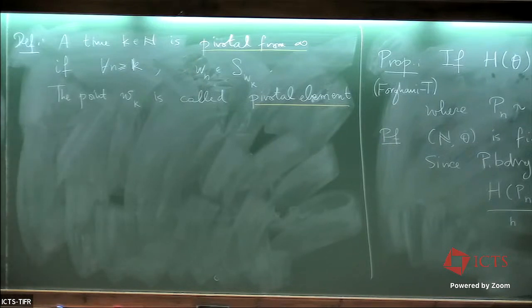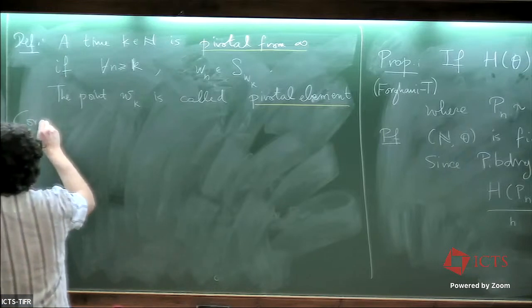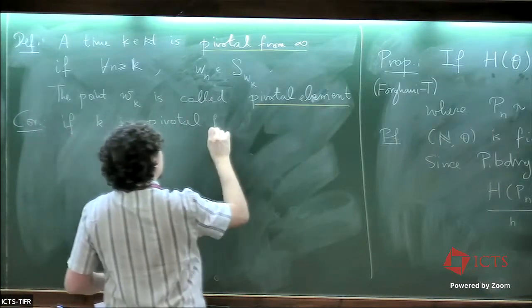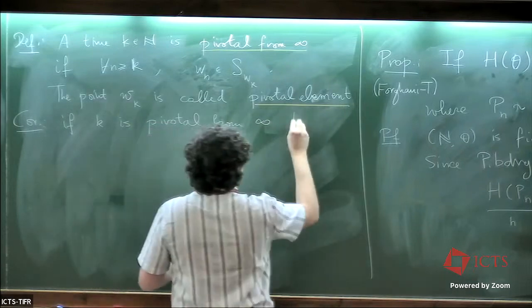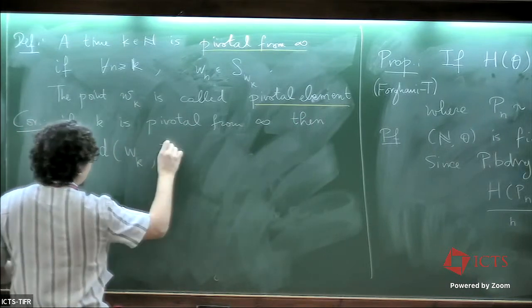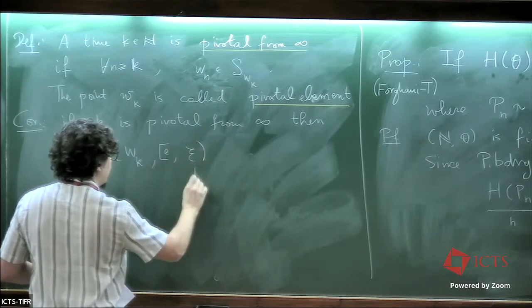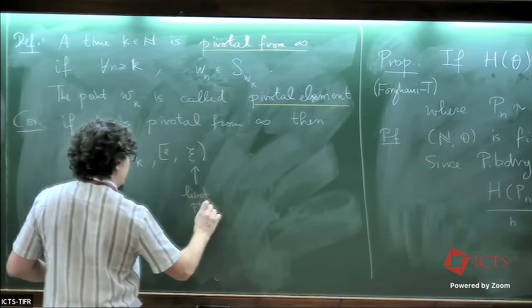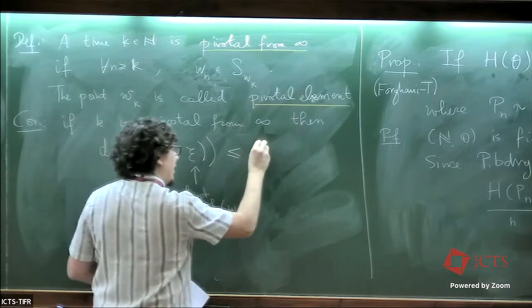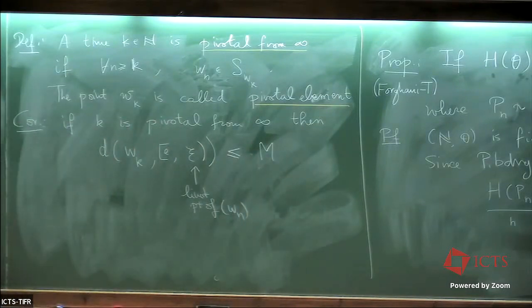A simple corollary is that if k is pivotal from infinity, then you have a fellow traveling, in the sense that the distance between the nth step of the walk and the limiting geodesic from the identity to the limit point of the walk is less than some constant times M. This is just because you take the limit, and the limit has to lie in the shadow of W_k at infinity. That's it.